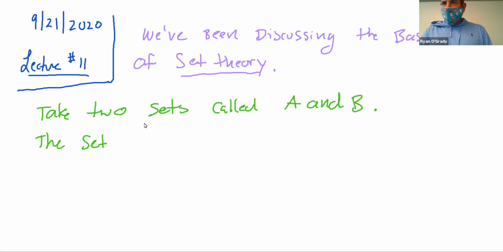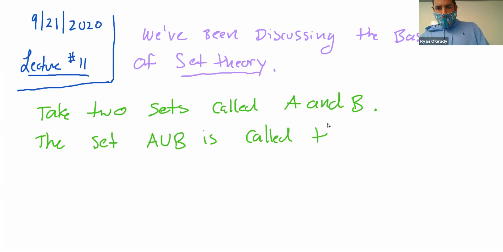So what we do is we define their union. So the set A, we're going to put a U like this. It looks like a U. This is called the union of A and B.